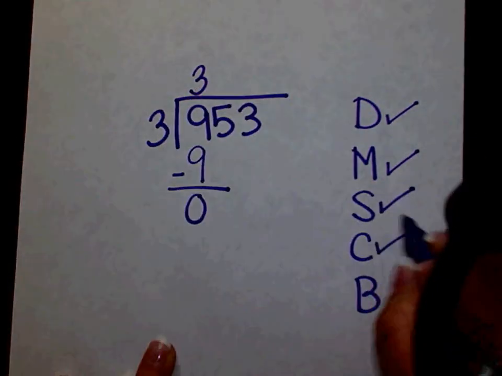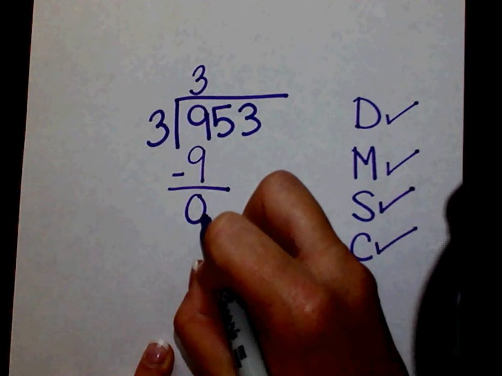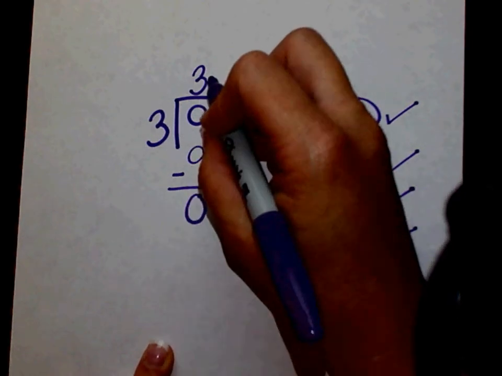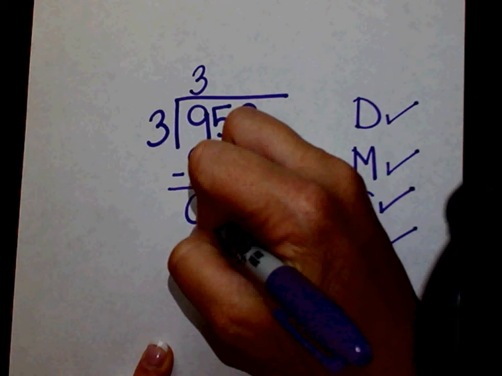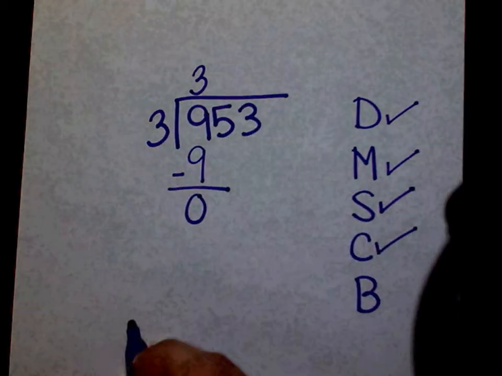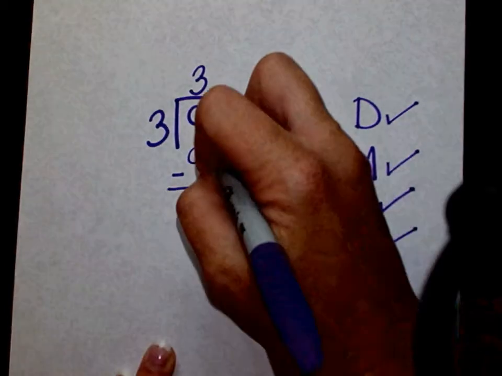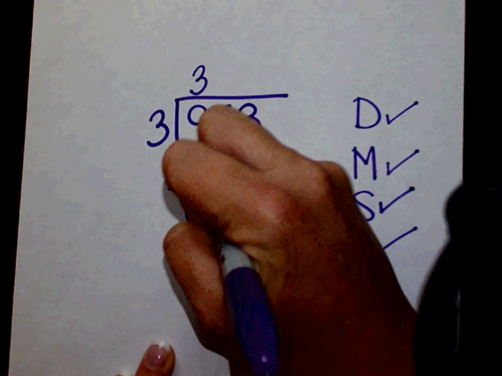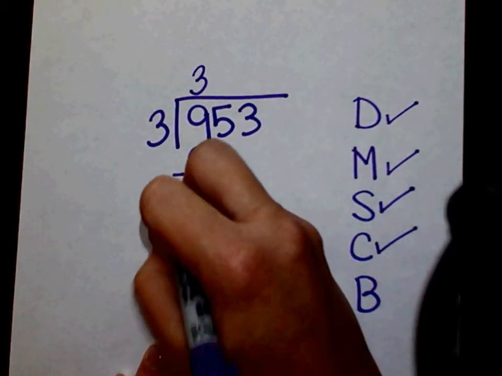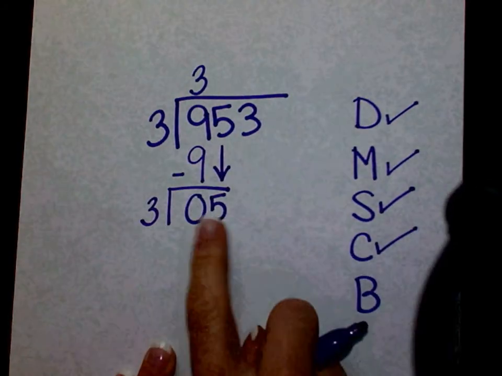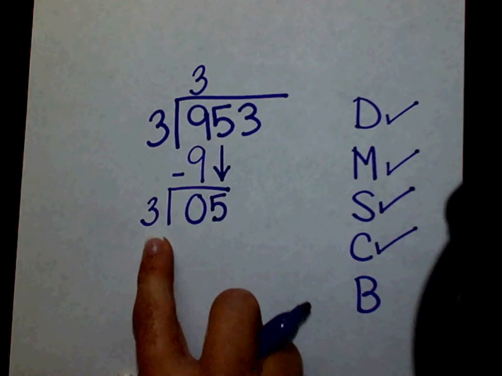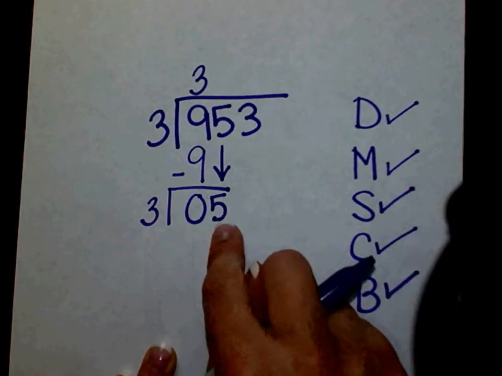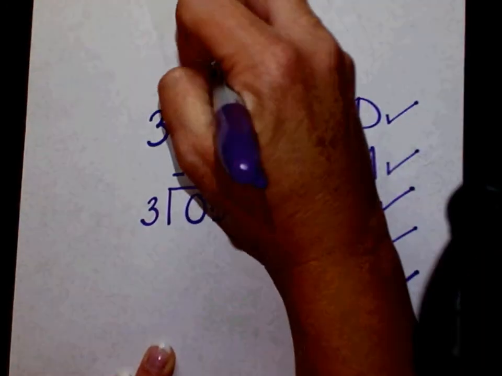Yes, so check. That's important because if it's 3 or more, you could have made another group here, which means this number is wrong. So always make sure you check that this number here is smaller than your divisor. Bring down. Do we have a number we can bring down? Yes. Bring down your 5. Now we're looking at a dividend of 5 and a divisor of 3. So does 3 go into 5? Yes. How many times? Once.